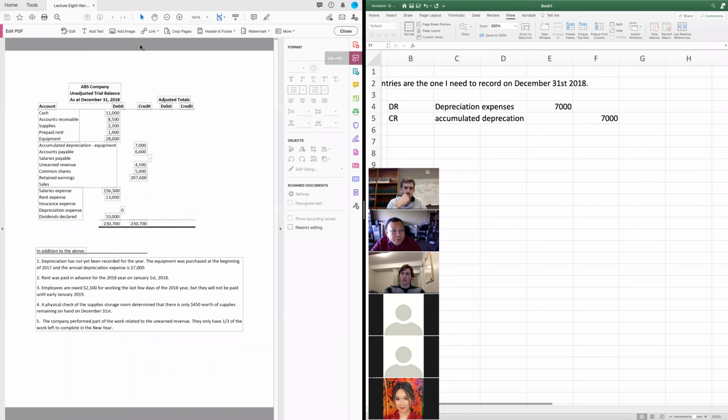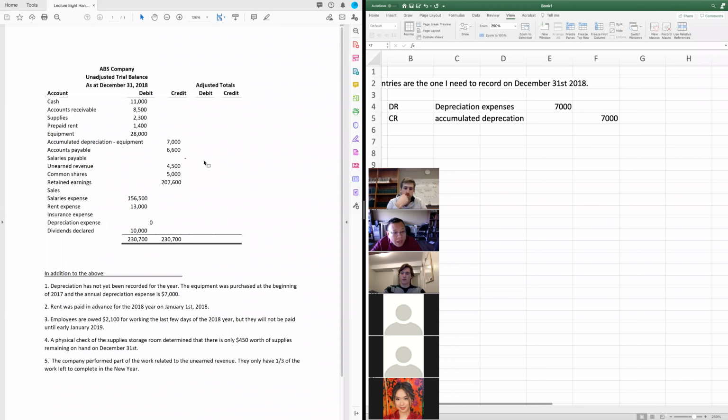So now I needed to write on this, just for your benefit, so you can see better. Now I have this adjusting entry. How is this adjusting entry going to affect my trial balance? Did you see here, depreciation expenses? I'm going to highlight this. That's 0, right?